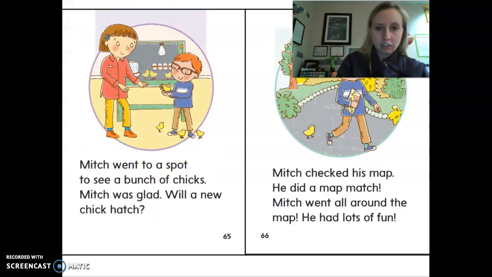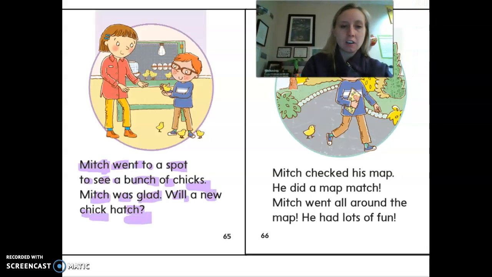Okay, let's look for our patterns. There's ch, the digraph. Ch, ch, ch, ch. Lots of ch digraphs. Okay, ready? Begin. Mitch went to a spot to see a bunch of chicks. Mitch was glad. Will a new chick hatch?